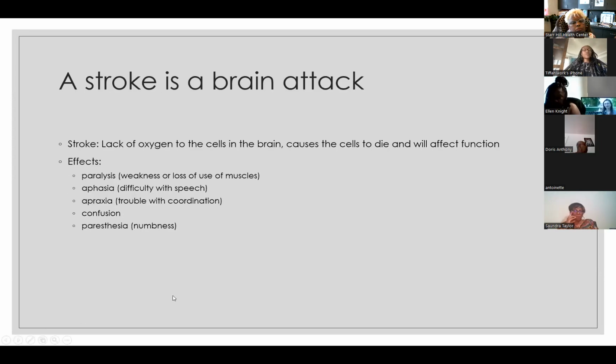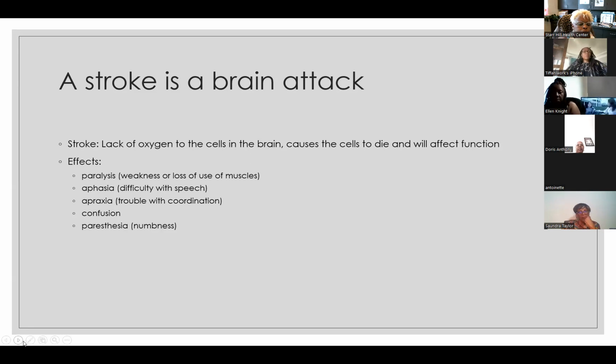So I say a stroke is a brain attack because most of us think about heart attacks and we're pretty familiar with a heart attack. And a stroke is really a very similar event. Essentially what it comes down to is all the cells in our body at some point need oxygen to function. And if you don't have oxygen to the cells of the brain, those cells will die and it affects your function. So when a stroke occurs, that's what's happened at a cellular level.